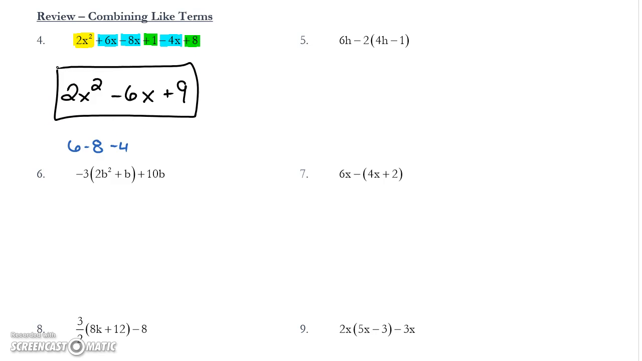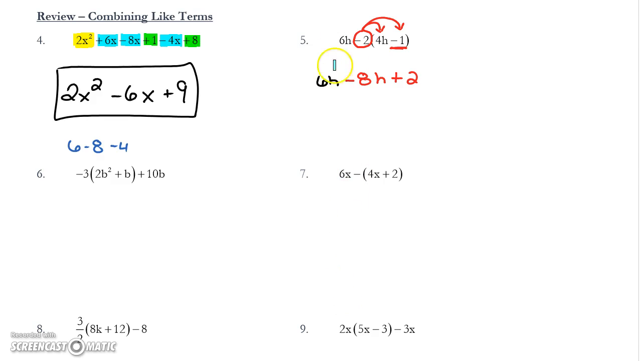Problems like number 5 have parentheses, therefore we have to first distribute. Keep in mind I'm not distributing 2 here, I'm distributing negative 2. So the 6h I can only bring down for now. Then I'm going to distribute. Negative 2 times positive 4h is minus 8h. And then negative 2 times my negative 1, or negative 2 times 1, bring down my subtraction. Either way I have 2 negatives. That becomes a positive 2.